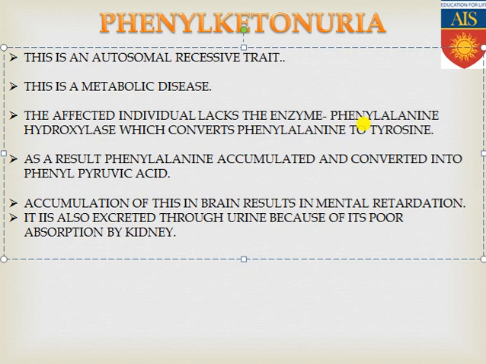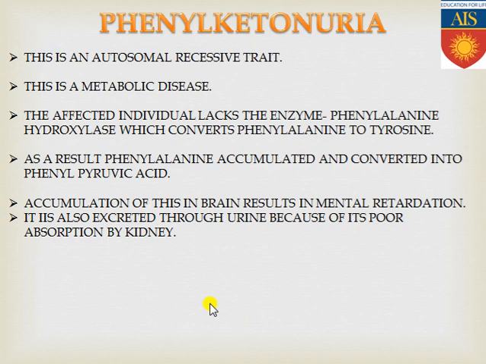Now in this specific trait, this is also a metabolic disease. What is the problem? In the affected individual, a specific enzyme is lacking, that is the phenylalanine hydroxylase enzyme, which commonly converts phenylalanine to tyrosine. Due to the deficiency of phenylalanine hydroxylase, phenylalanine gets accumulated and it is converted into phenyl pyruvic acid.